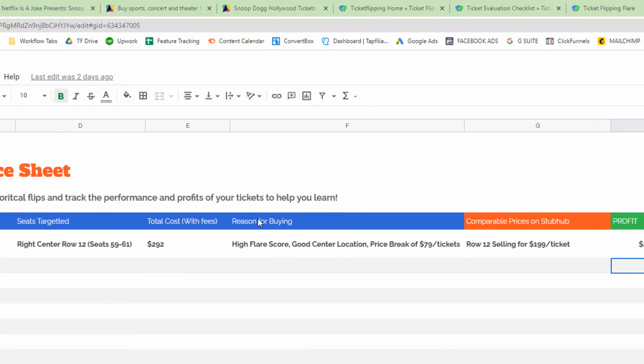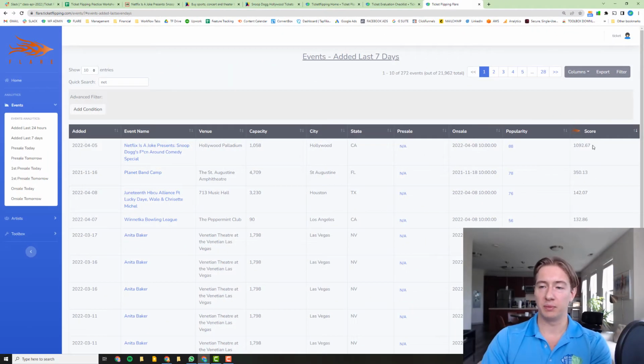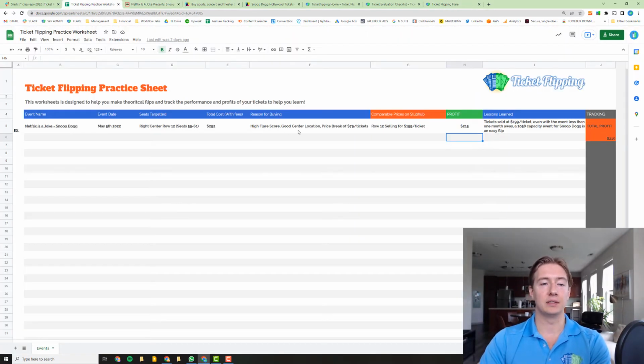And then again, have your reasons for buying. So my reasons were a high Flare score. This is something that's available to ticket flipping members. We can see this had a score of 1,092 because it's Snoop Dogg in a small venue. And on top of that, you don't have to have Flare to decide that. You can look at the seats and say, hey, this is a good center location. This is a price break. And I'll explain that in a second.